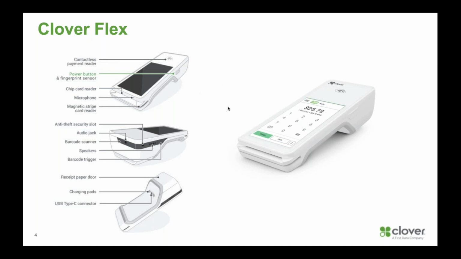Now, all these devices can communicate via Wi-Fi. The station you can actually hardwire into your internet. This Flex, again, will communicate via Wi-Fi, but it also has the capability to connect to its own cell signal because it has a SIM card built into it as well.